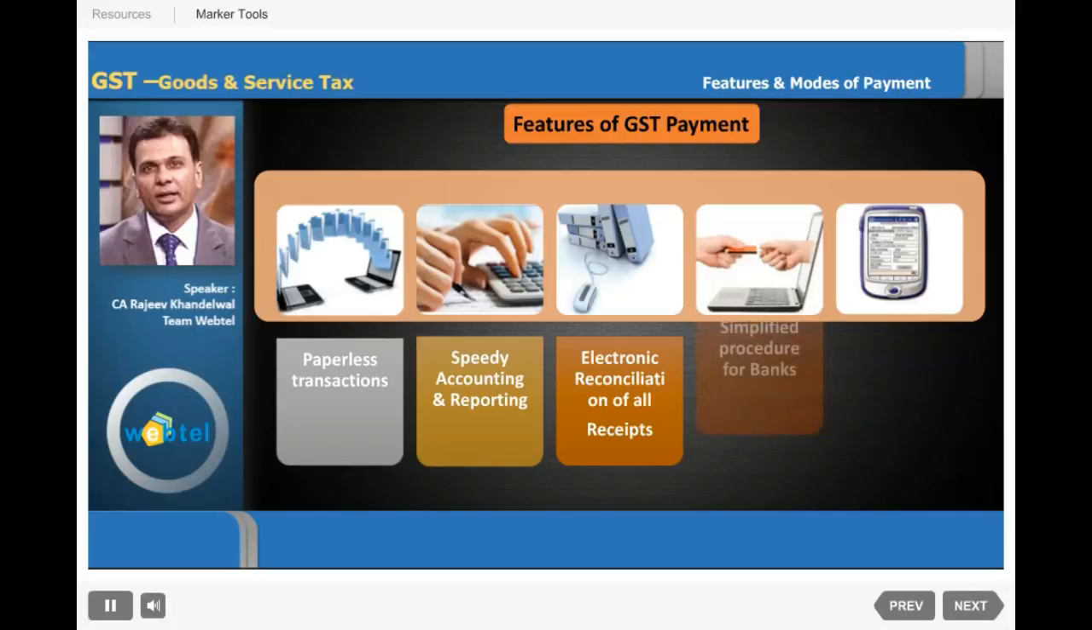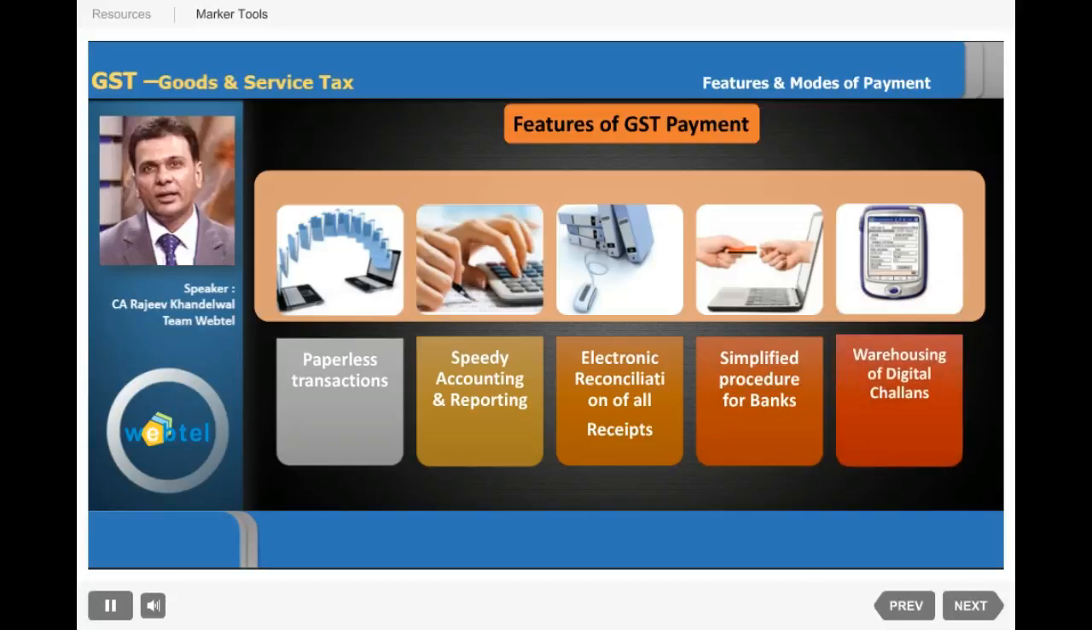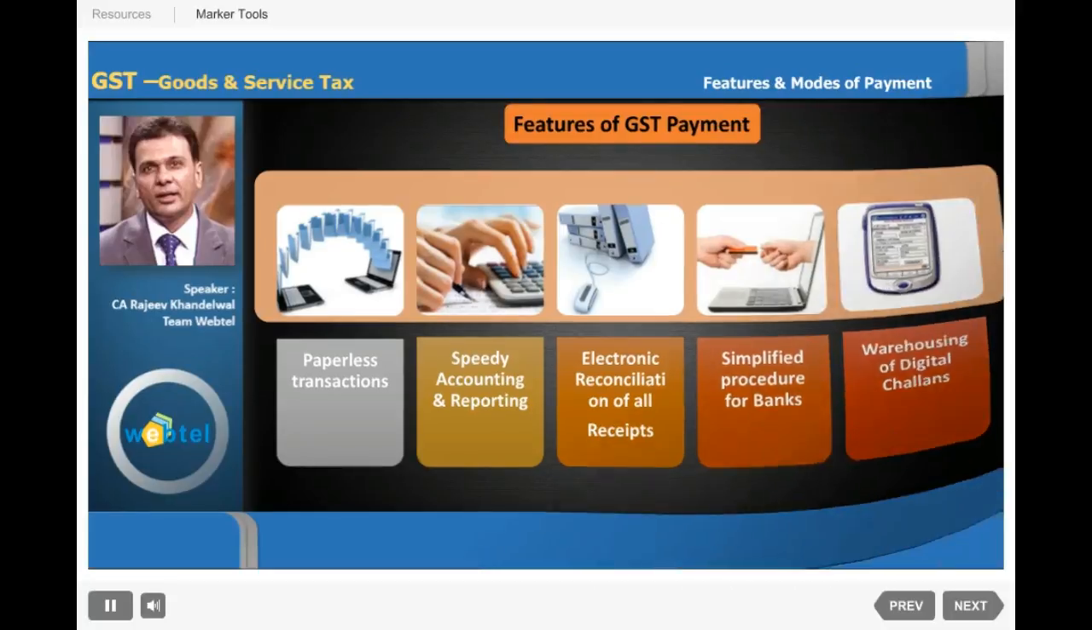And as I said, it will be a very simple process for the banks also, for the government also, and for the users also. And very importantly, the challans will be warehoused digitally. The entire history, the entire records of the challans will be available online, and whenever the government wants to access those, and if allowed, probably even the users will be able to access those challans. So again, this is very important. The legacy problems which are there in the physical challans will not be there in GST.